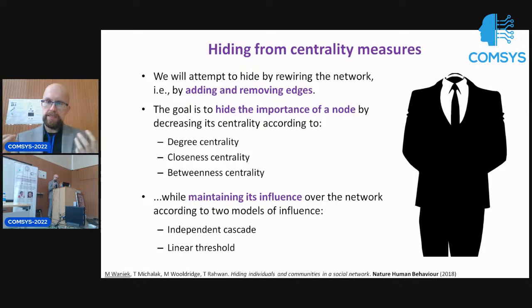So what we decided to use as the counterbalance is the influence. We measure the influence using two models, independent cascade and linear threshold. I'll present them in a moment. So I not only want to hide my importance from centrality measures, but I also want to maintain influential in the social network.